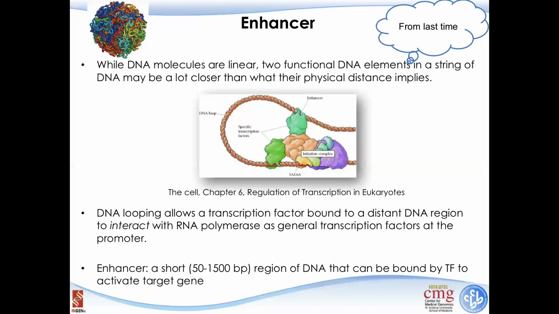DNA looping allows a transcription factor bound to a distant DNA region to interact with Pol II and then start transcription. This region we usually call an enhancer. It's usually short, like a 50 to 1,500 base pair region of DNA that can be bound by transcription factors, which then activate downstream or target genes.